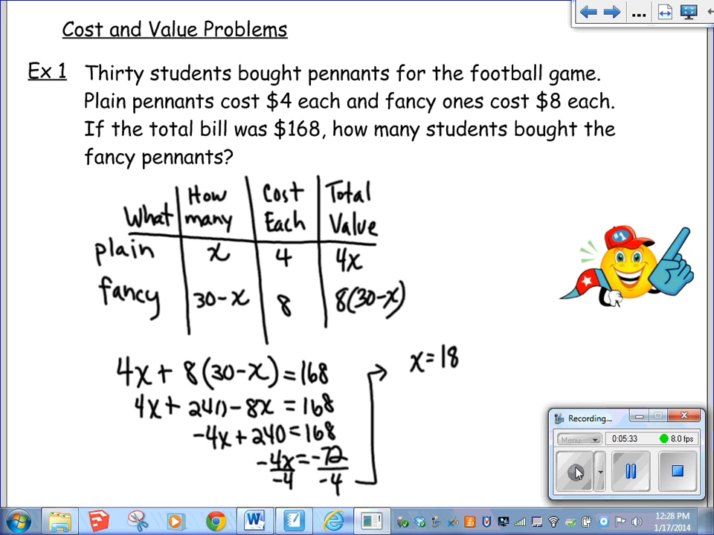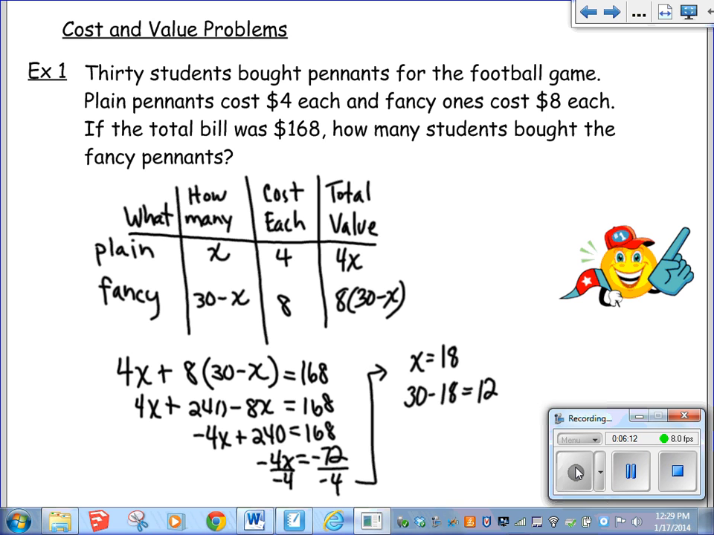Guys? All right, so you guys work together well. You solved that x equals 18. What is x representing? 18 is what? Mikey? The plain pennants. And we want the fancy pennants, right? So what do we gotta do if we know the plain are 18? What do we gotta do to get the fancy ones? Yeah, Mikey? Oh, 30 minus 18. 30 minus 18, remember fancy was 30 minus x, and you get 12.